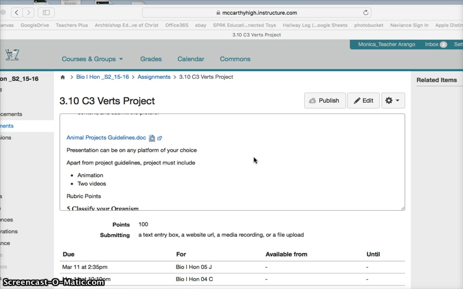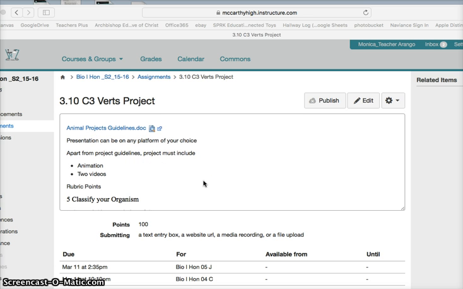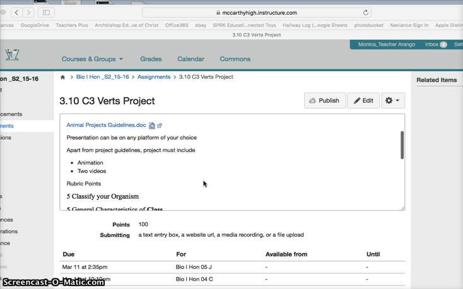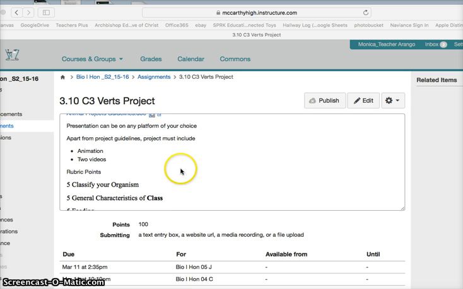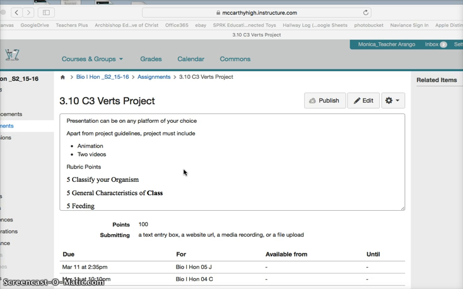You're going to be given an organism, and for that group of organisms you want to utilize pictures, but you're going to focus on characteristics of the class. You can choose any type of presentation platform or a variety of them. You have to include videos and animations into your presentation, of any source.